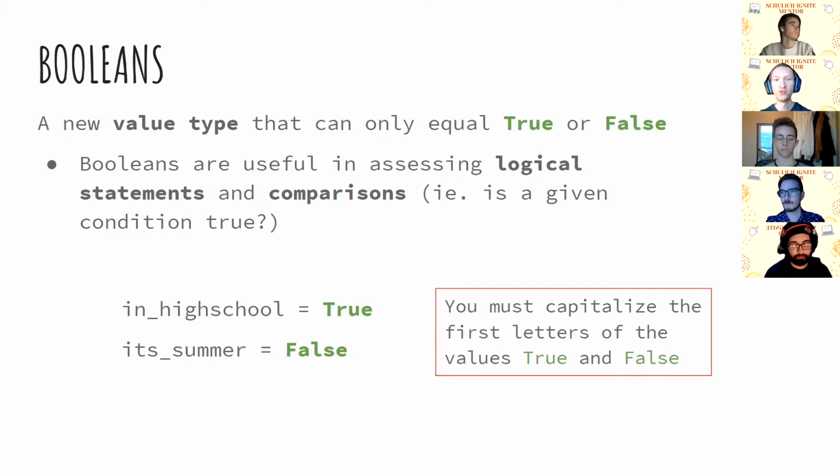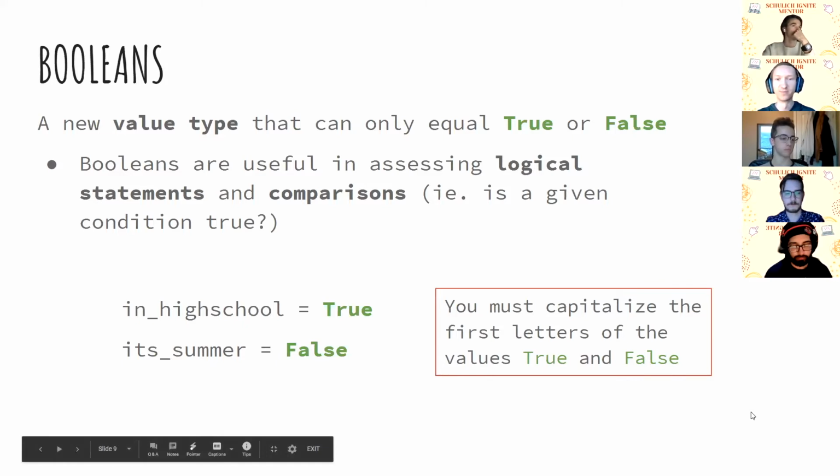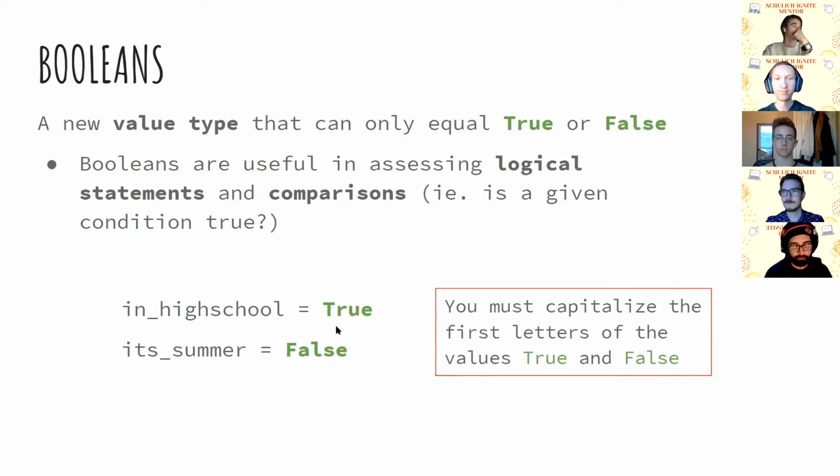Here are two examples. We have that in high school is true. Yes, it is true that you are in high school. And it's summer is equal to false. Right now it is not summer, it is still winter, I believe. And notice the syntax for this: the first letter has to be capitalized. So the T in True has to be uppercase, and the F in False has to be uppercase too.